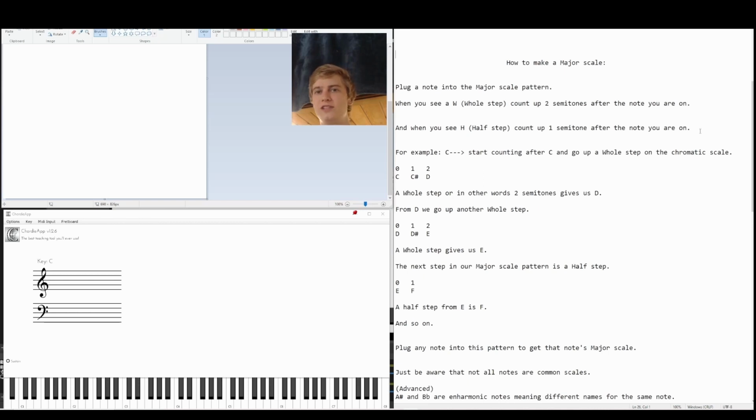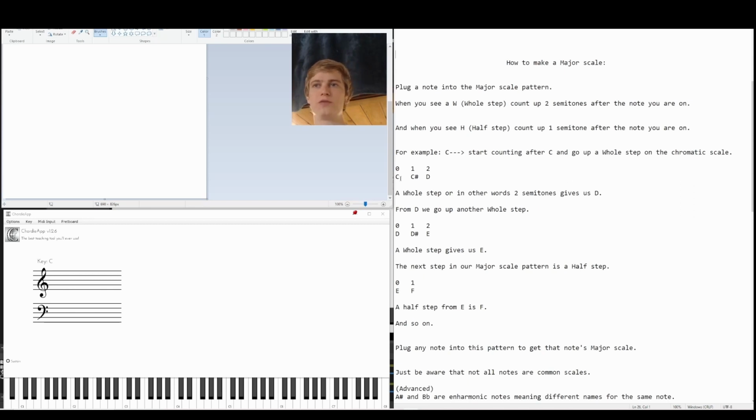So if the note is a C, for example, you wouldn't count C and then progress to your next note. You would start counting your 1 from the note that comes after the C. In that case, it would be a C sharp. So let's look at that. For example, C, I start counting after C, and I go up a whole step on the chromatic scale.